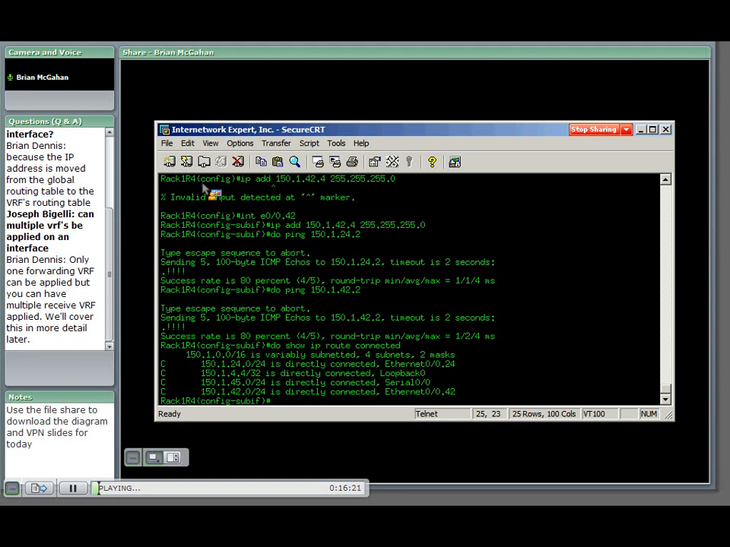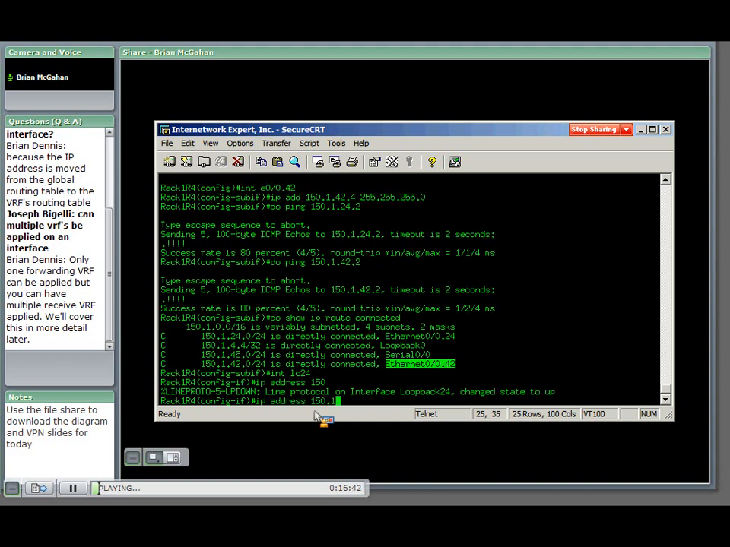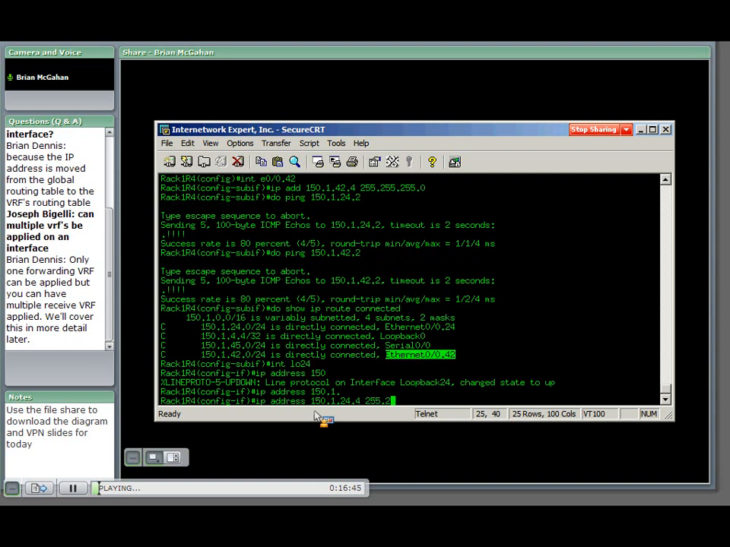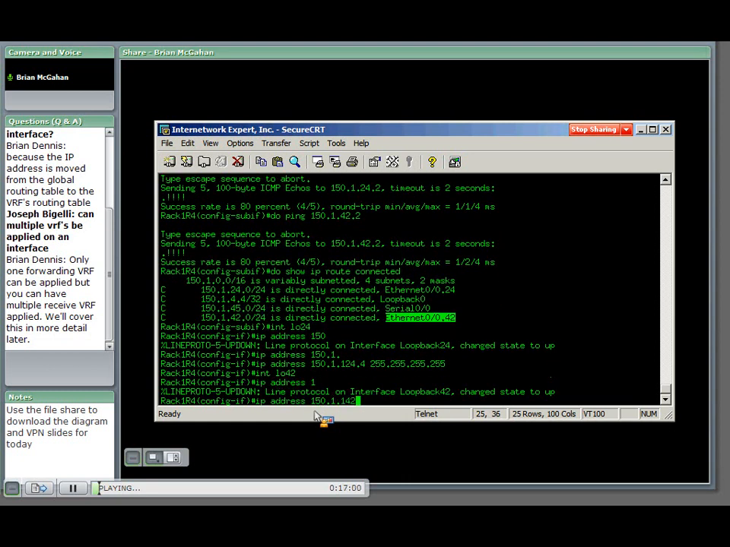Now we'll add a couple loopback interfaces on both devices. Then we're going to put one of the Ethernets in a VRF along with one of the loopbacks, and put the other interface in a second VRF with that second loopback. We'll say interface loopback 24, with IP address 150.1.124.4/32. Then loopback 42 will be 150.1.142.4/32.